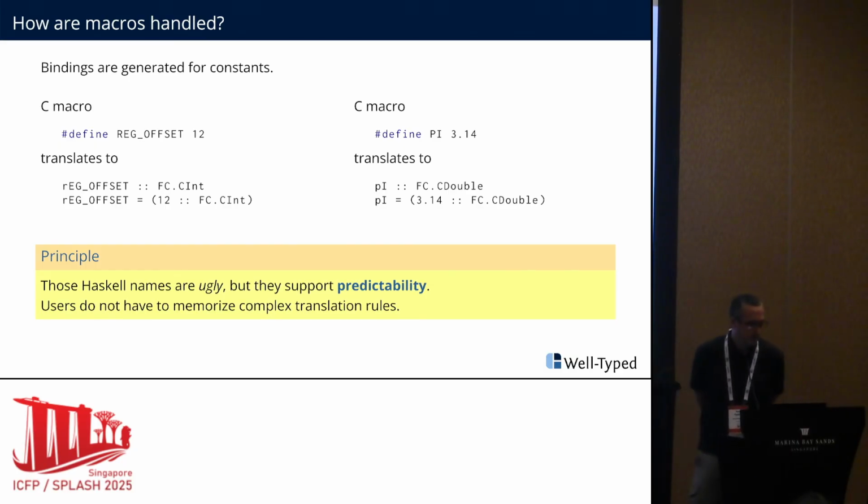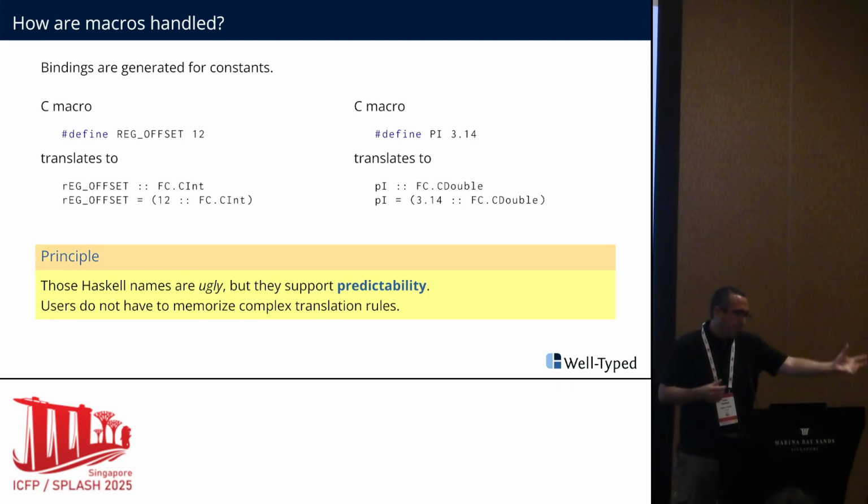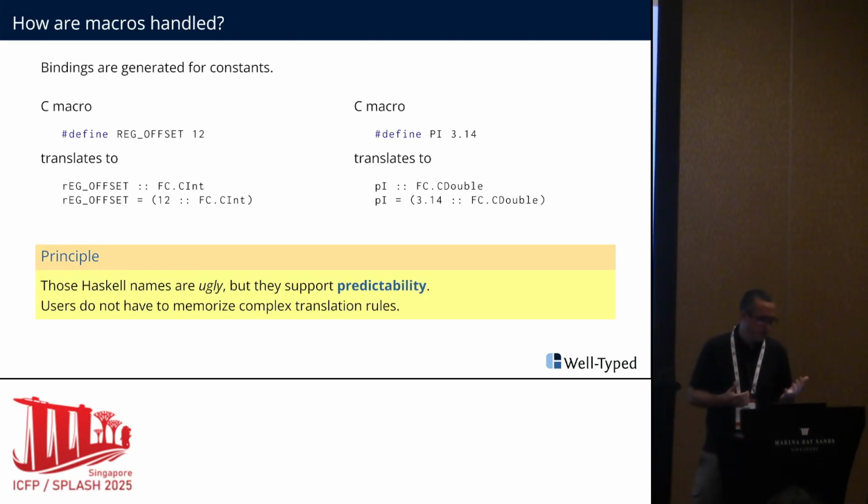Macros are a very complex case because macros are handled by the C preprocessor. LLVM can tell us where macros happened, but it only tells us the result of the macros. So in hs-bindgen, we have to reparse the underlying tokens and create our own implementations. There are three cases of macros that I'd like to cover today.